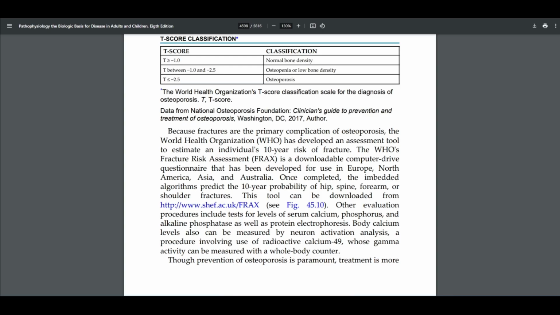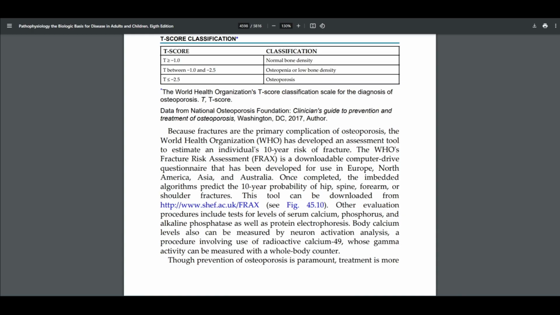Other evaluation procedures include tests for serum levels of calcium, phosphorus, and alkaline phosphatase, as well as protein electrophoresis. Body calcium levels also can be measured by neutron activation analysis, a procedure involving use of radioactive calcium-49, whose gamma activity can be measured with a whole body counter.